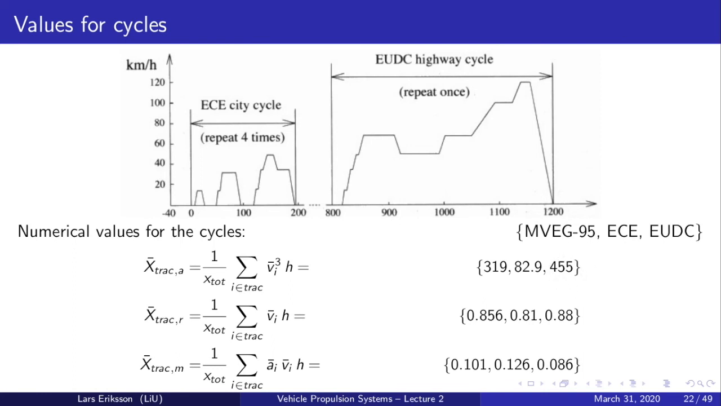Driving cycles are thus mapped onto different numbers here, and these different numbers reflect, for example, how much high velocity, low velocity we have by high and low numbers, and how much acceleration and deceleration we have by high or low numbers here. So different types of cycles will result in different numbers here.